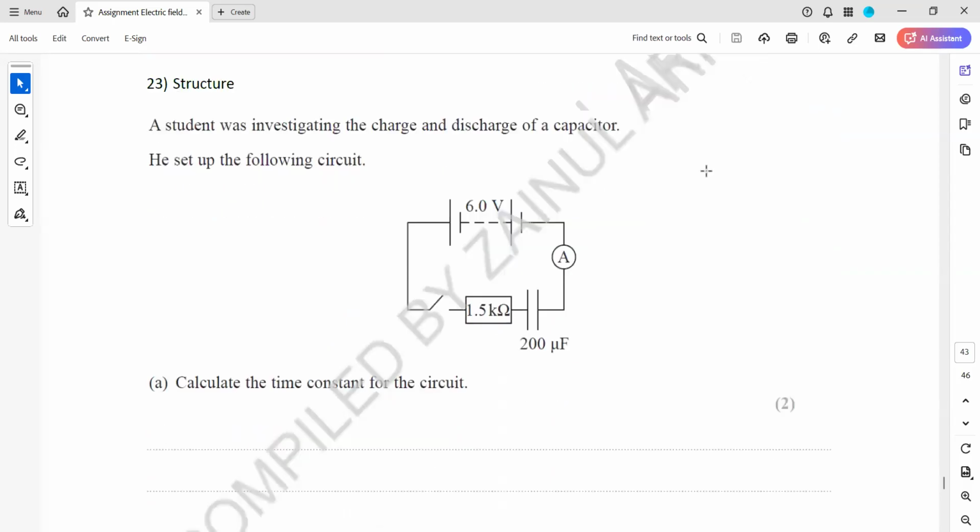Question 23. A student was investigating the charge and discharge of a capacitor. When we close the switch, the conventional current moves and the capacitor stores electrical energy. We don't say the capacitor stores charge, we say it stores electrical energy. Why? Because if it is plus 3 and minus 3, the net charge will be 0. That's why we always say the capacitor stores electrical energy.